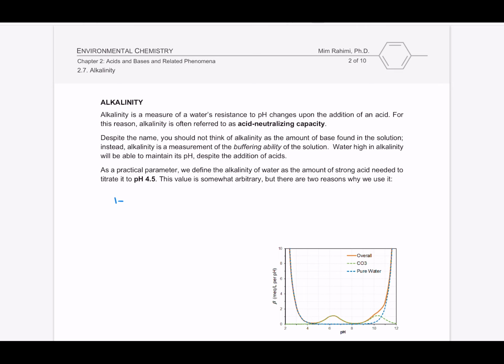So the first thing is the aquatic life, or biodiversity. It generally suffers at a pH of lower than 5. So that's one of the main reasons we're interested to see how it would impact the receiving water down to a pH of 4.5.